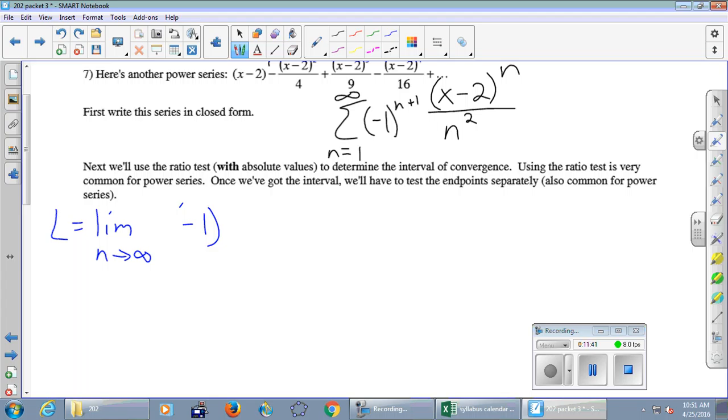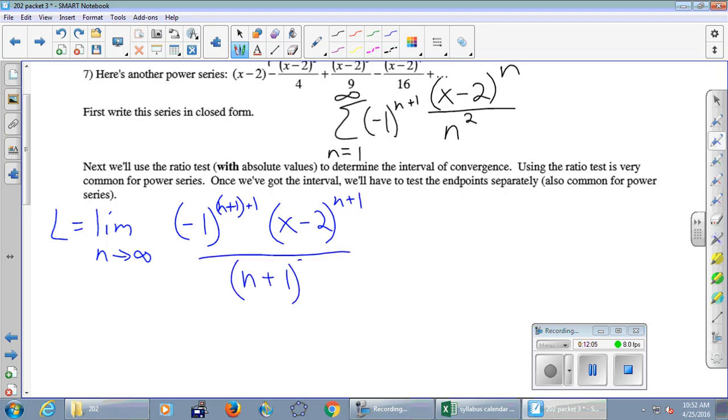So we got -1 to the, it actually becomes n plus 2, right? If you change the n into an n plus 1, then it reads n plus 1 plus 1. Maybe we'll just write that, n plus 1 plus 1. Next one, x minus 2, that n becomes n plus 1. Downstairs, that n becomes n plus 1. So it's that.